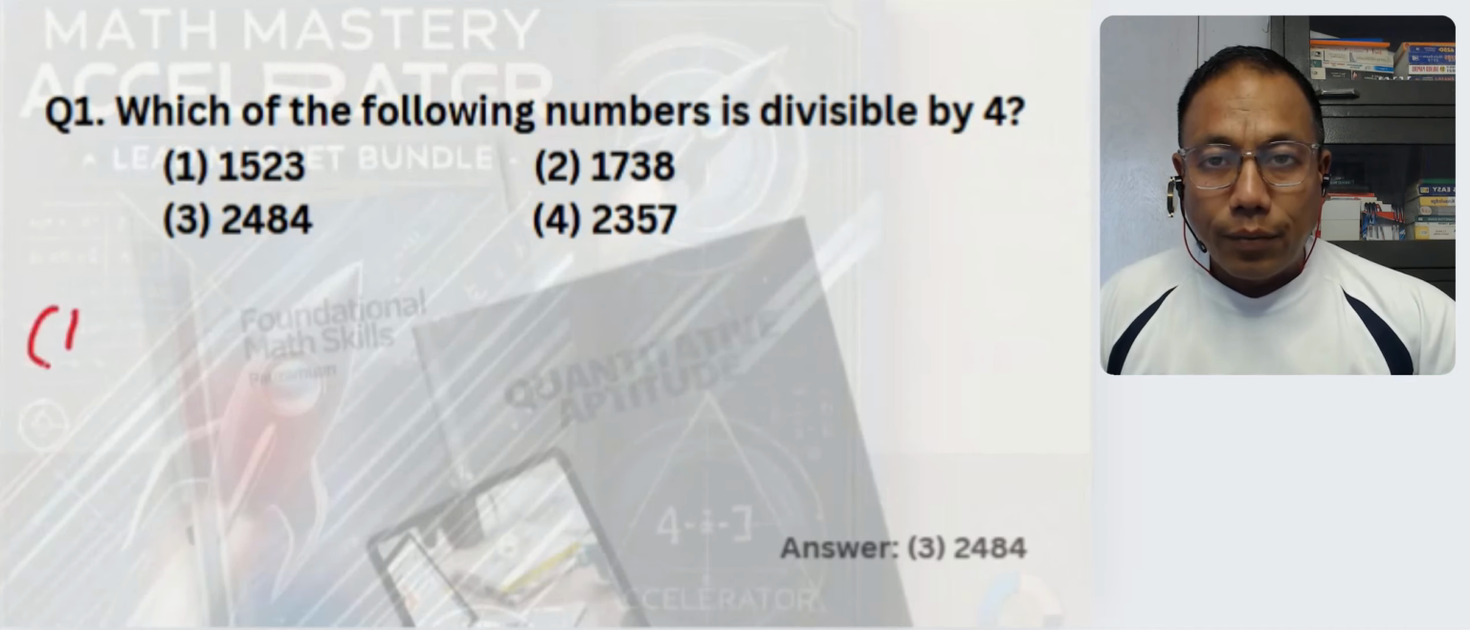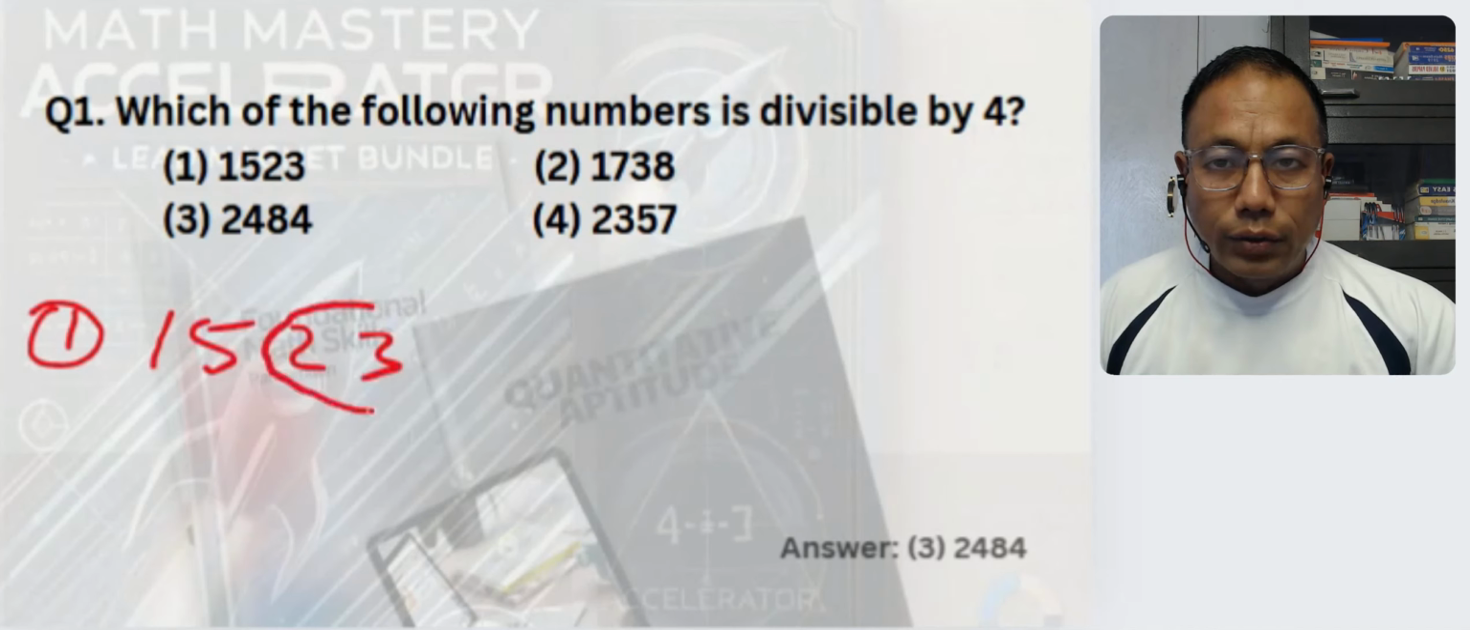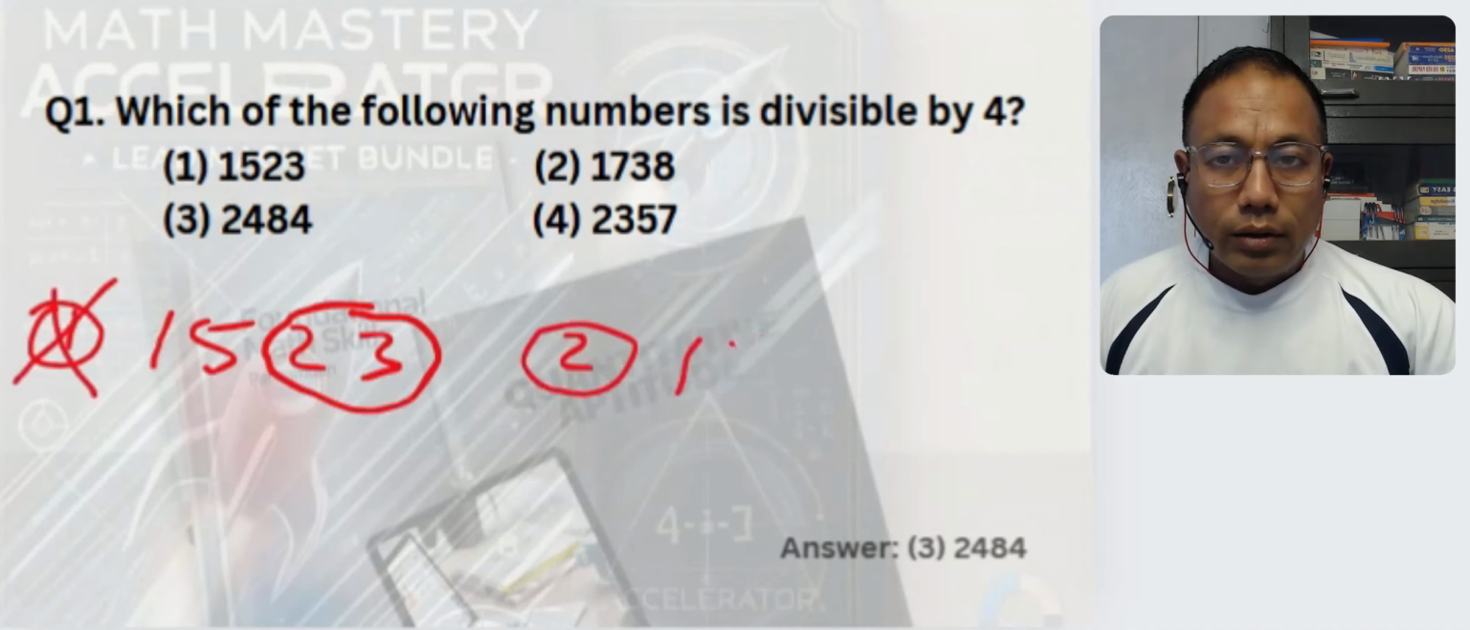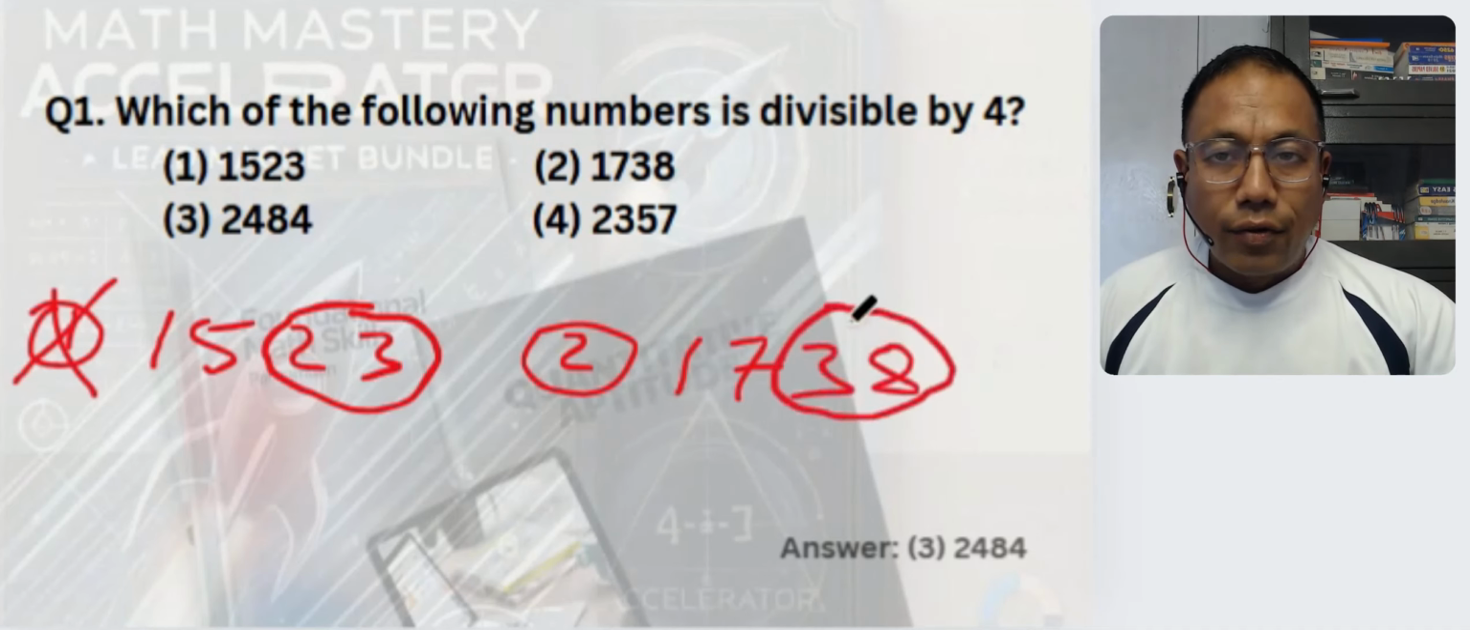Option 1, 1523. Work on the last two digits. 23: 4 5s are 20, 4 6s are 24, which is not divisible by 4. Option 2, 1738. 4 9s are 36, 4 10s are 40, not divisible by 4.